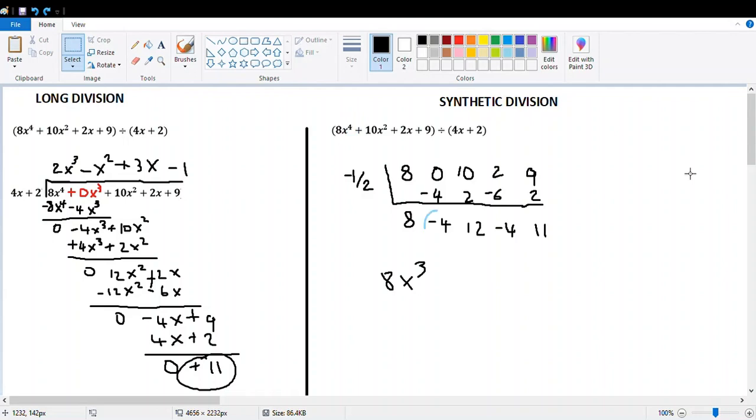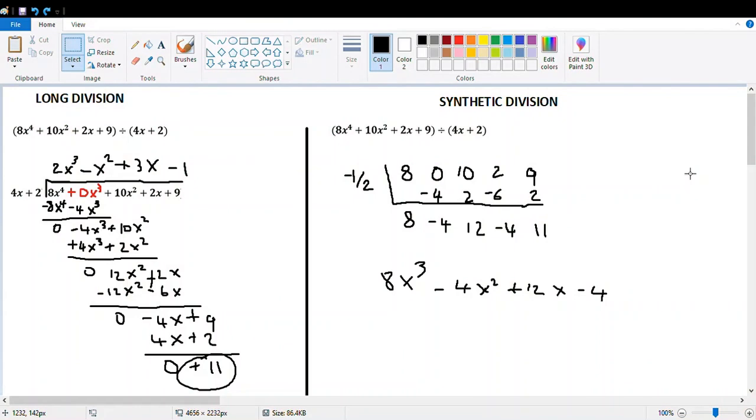Now the next one is negative 4, then it's going to be negative 4x squared. The next one is 12, then it's going to be positive 12x. The next one is negative 4, then it's going to be negative 4 because it's the constant. And the last one, this number 11, is the remainder. Okay, then what is the answer? This is the answer, but the remainder is 11.